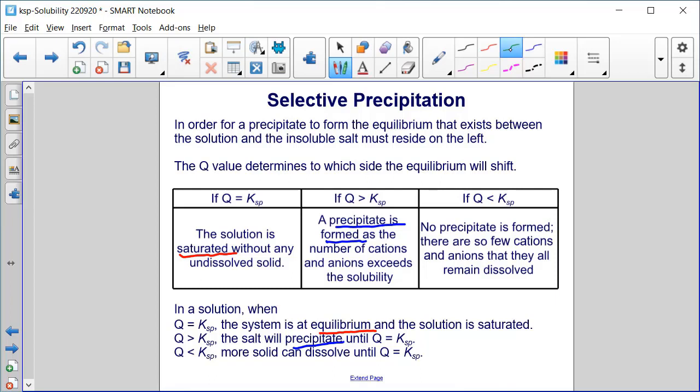If Q is less than KSP, then no precipitate is formed. There are so few cations and anions that they all remain dissolved. And so more solid can dissolve until Q is equal to KSP. We would say that that's an unsaturated solution.